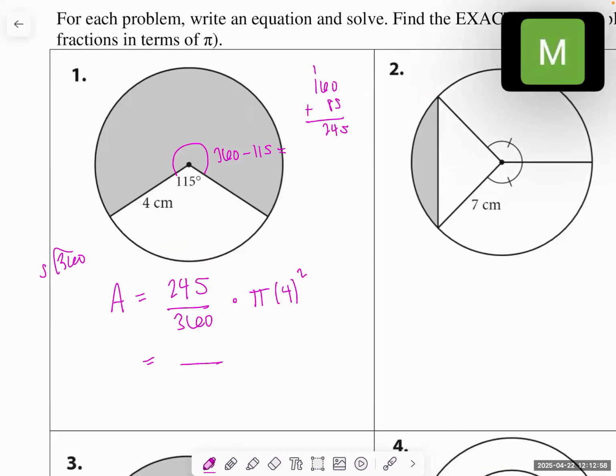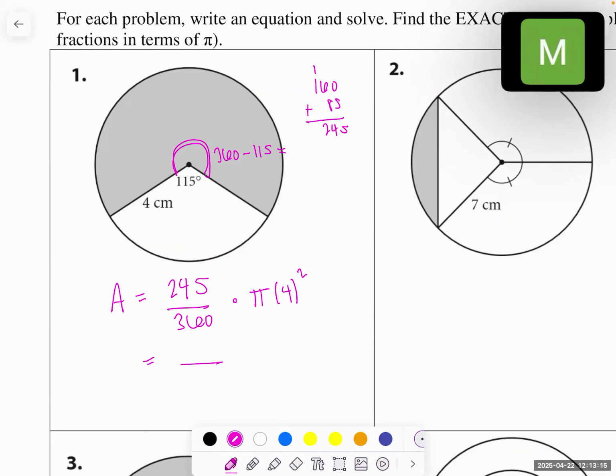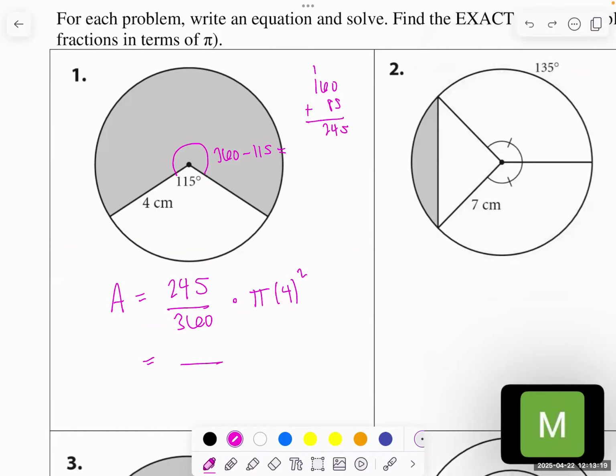Things to do. So I went through and started this problem already, but the way that you figure out the area of the sector, you want this guy, so you need to subtract from 160. Once I subtract from 160, then I can just plug straight into the formula.